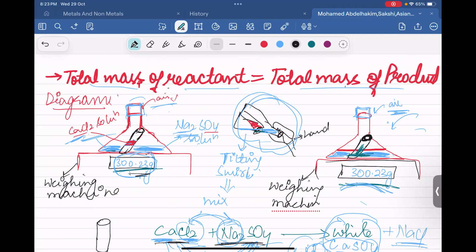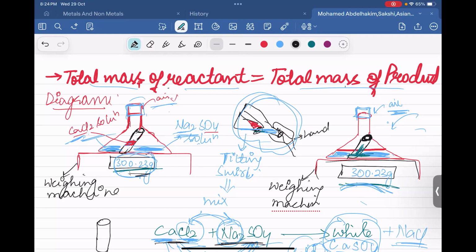Now tell me the second law. Second law is also known as what? Law of constant proportion. What does this law state? In a chemical substance, the elements are always present in a definite proportion by mass.